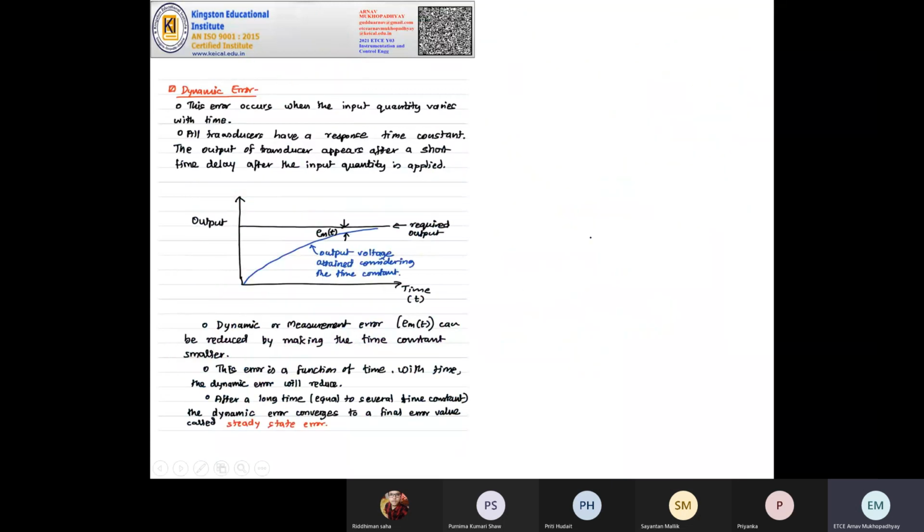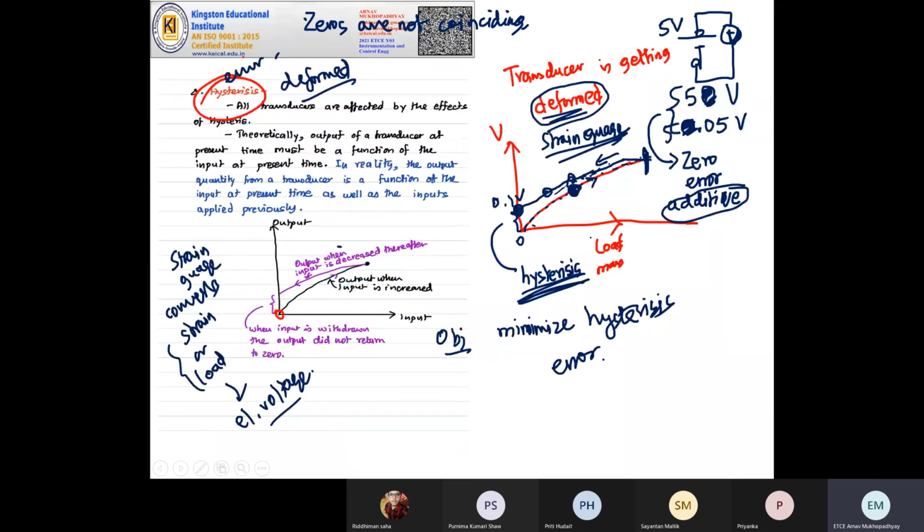And your objective when you are selecting a transducer or designing one, you should minimize this hysteresis error. Now let's go to the next one, dynamic error.